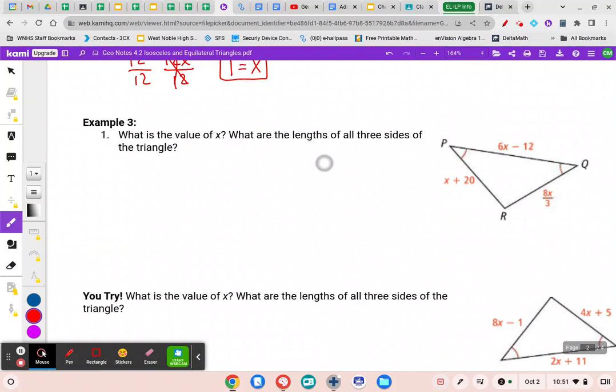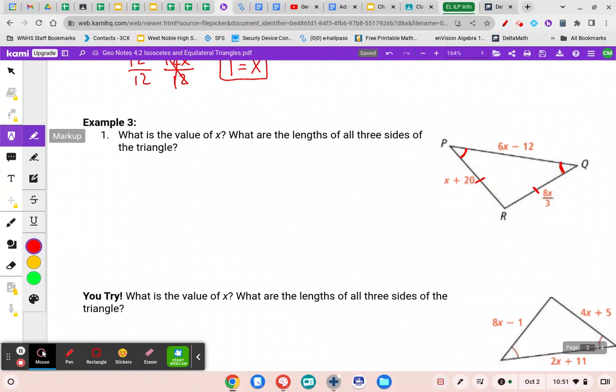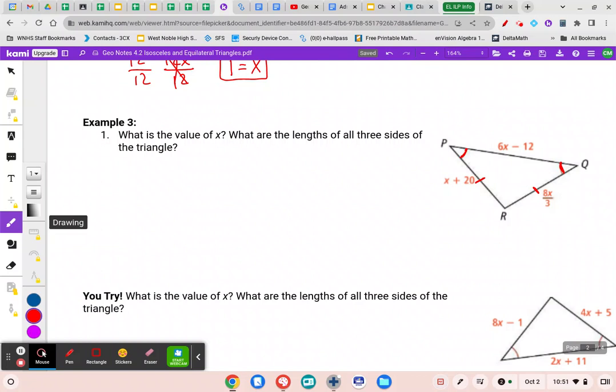So for this problem, based on the congruent base angles, we know that the opposite sides have to equal. So I am going to set these two things equal to each other. That's pretty much our only option when it comes to solving for sides. Set the two congruent legs equal. So we have x plus 20 equals 8x over 3.